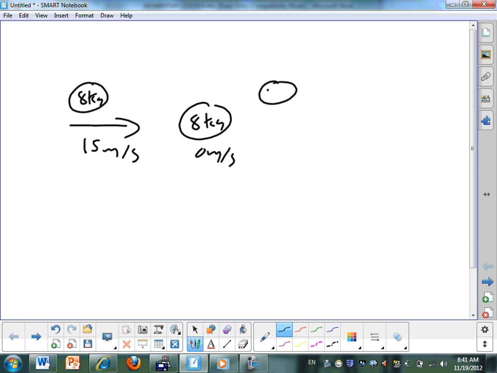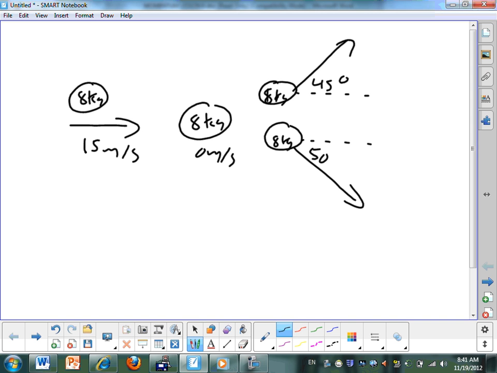Afterwards, one of them goes this way at 45 degrees, and the other one goes this way at 50 degrees.